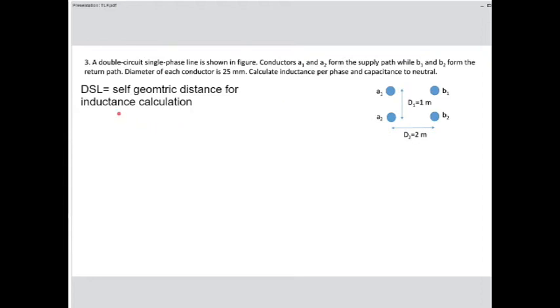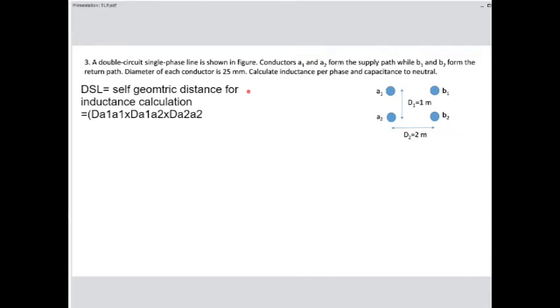So how do we do it now? We take all the distances the same, self DSL, for inductance calculation. So what do you have to do? You have to take all the distances. So the first conductor is A1. So what will happen? A1, its own distance. A1 is self distance. And then you can go to the next conductor, which is A2. So we took the first conductor, which is A1. So what is its own self distance? Is A1. And then we go to the next conductor, which is A2. Now we're done with conductor A1. We can go to the conductor A2. So if we go to the conductor A2, what will happen? What is its self distance?